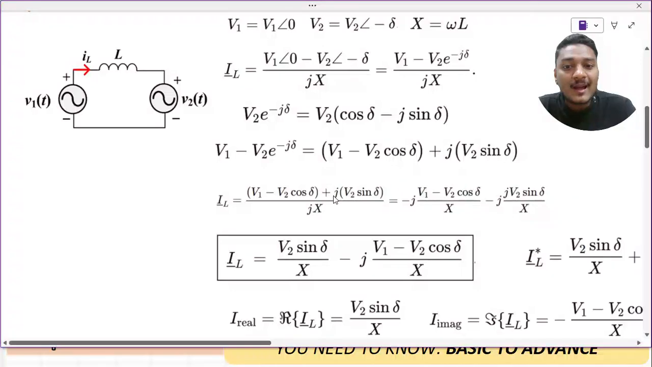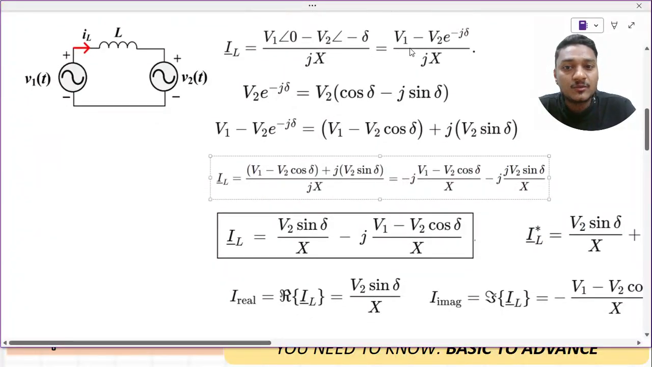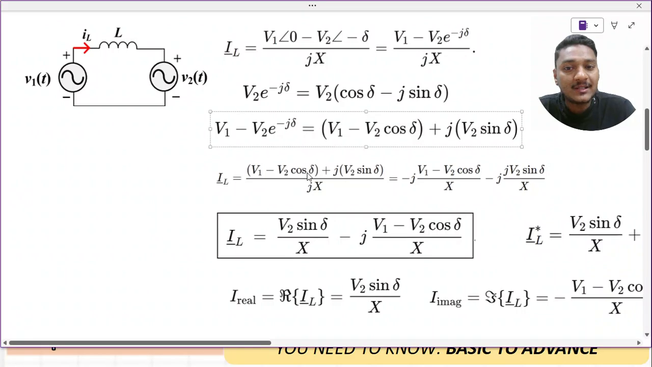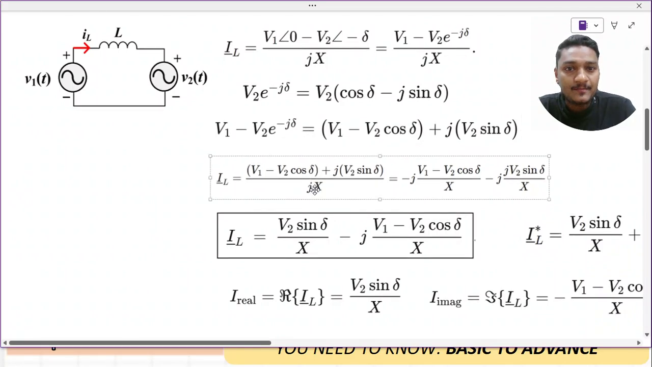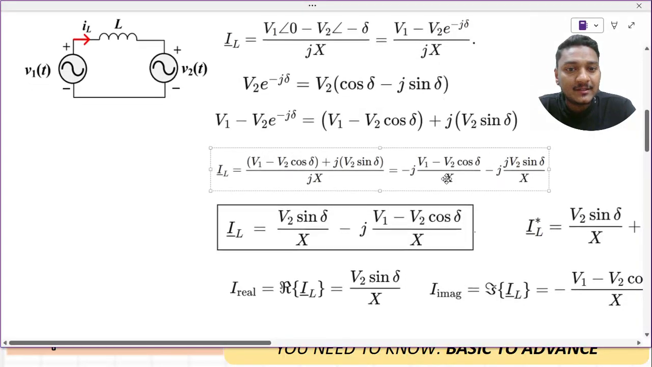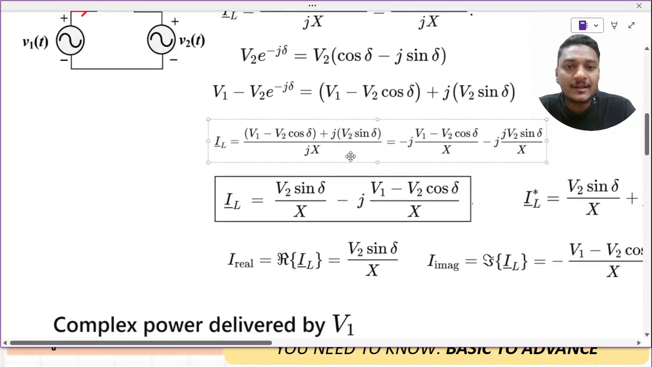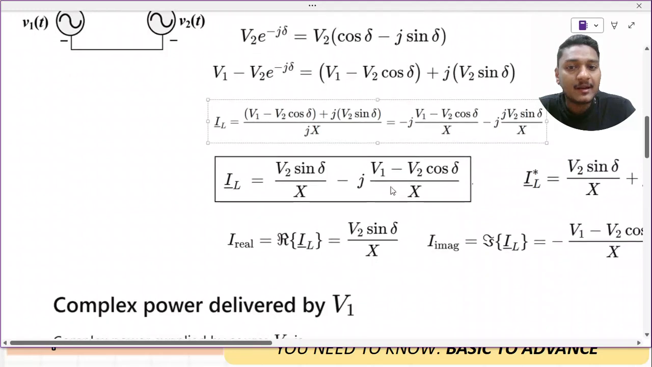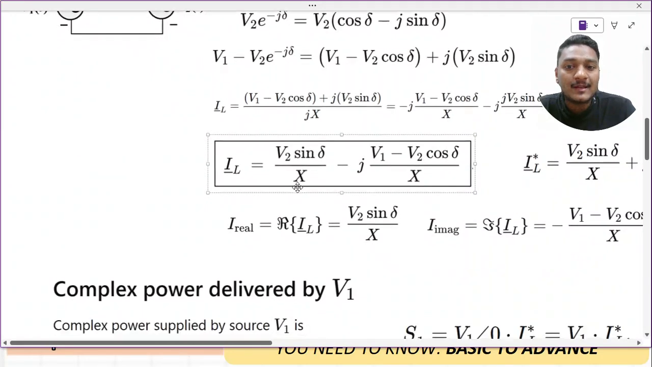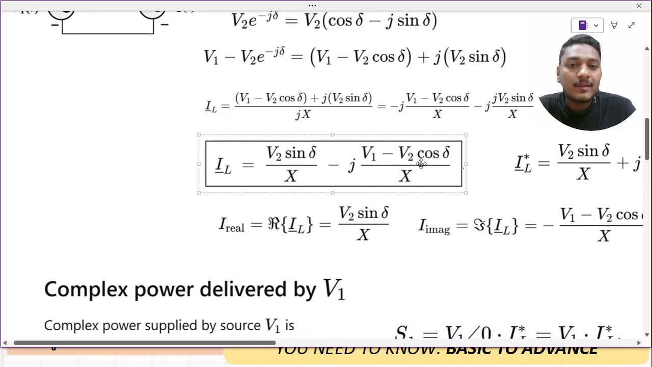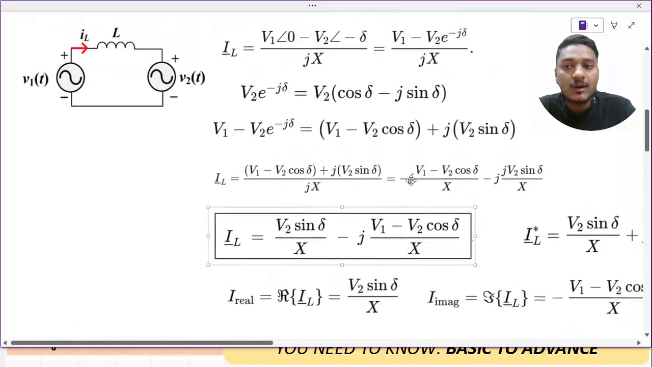So overall, what is my IL coming out as? IL is whatever expression I got here, divided by jX. Another thing is that 1 by j is nothing but minus j, so I have separated the real part and the imaginary part here. What overall expression of IL am I getting? V2 into sin delta divided by X, minus j times V1 minus V2 into cos delta divided by X. So I got the current that will flow through this particular branch.